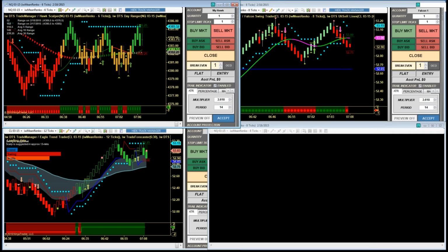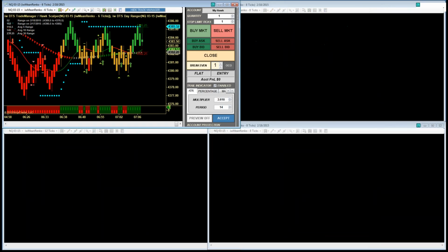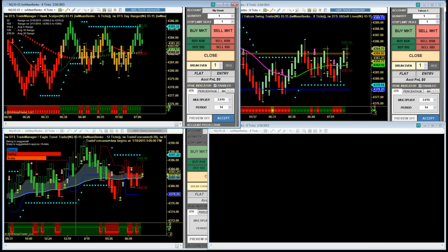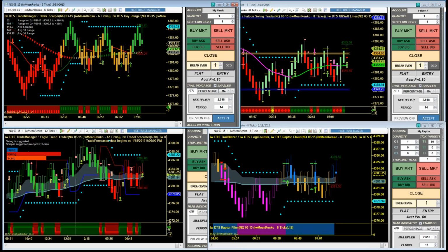I'm going to go back to the NQ because I want to show you something about this tool here called the Trade Manager. The Trade Manager is a very powerful tool.